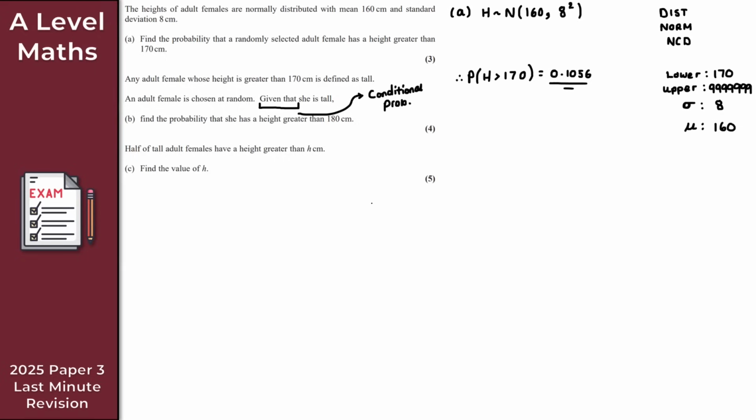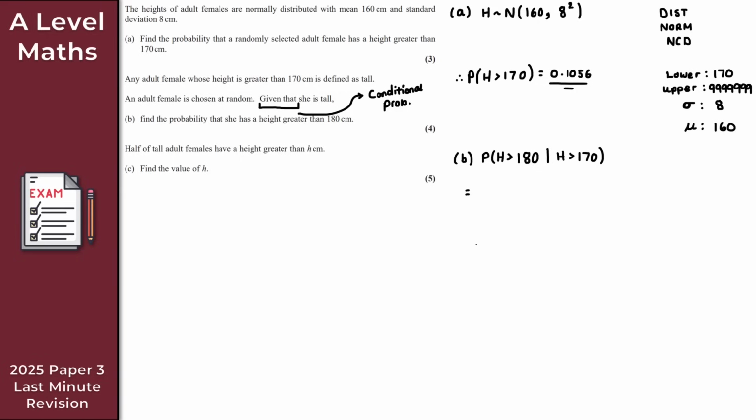Okay, so for part B then, what we want to do here is find the probability then that she has a height greater than 180 centimeters. Right, so for part B then, conditional probability here. So what we're looking for here then in part B is the probability that H is greater than 180, as we're told here. So H is greater than 180, given that she is tall. And for this part of the question here, we define tall as being greater than 170 centimeters. So H is greater than 170, right?